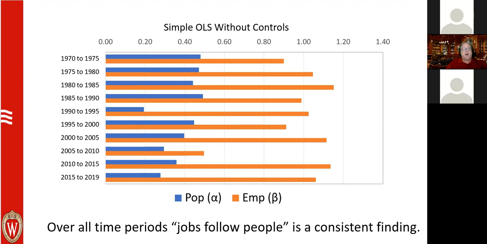Throughout this entire time frame that I was looking at, that beta coefficient, that orange bar, is consistently larger than the blue bar, which is the population. So historically, people have always thought that people follow jobs. If you generate employment opportunities, people are going to move in and take those jobs. And that kind of thinking drives how you approach economic development. That's not necessarily true in the US. This little study says, no, no, no, it's jobs following people.